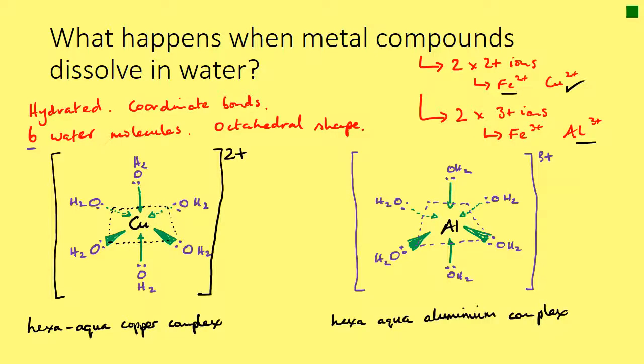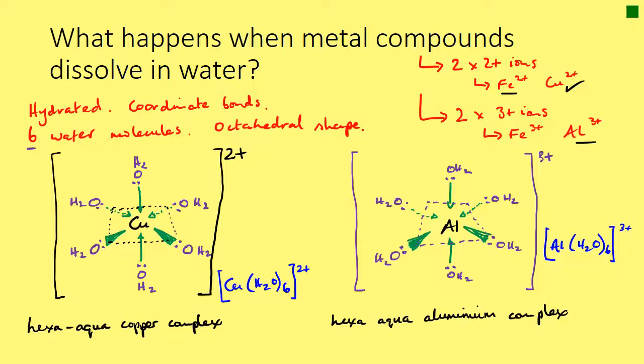And in shorthand, we draw the formulas of the two like this. Going back to the copper one, we would have copper, and in brackets we put our 6 water ligands, and in square brackets we put our charge like that. And on the right hand side, our aluminium one would be in the same way. We've got aluminium, we've got 6 water ligands, and the whole thing has a 3+ charge. So that's how we write them in shorthand form as the formulas.